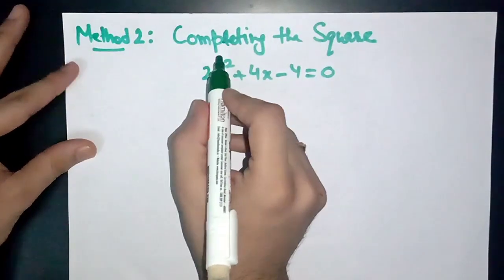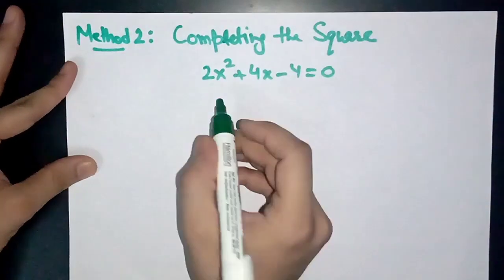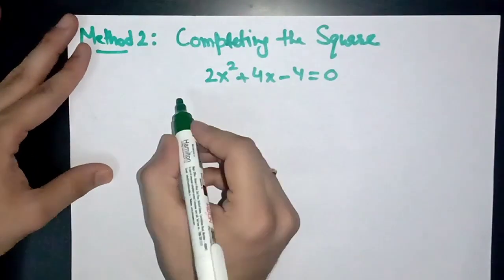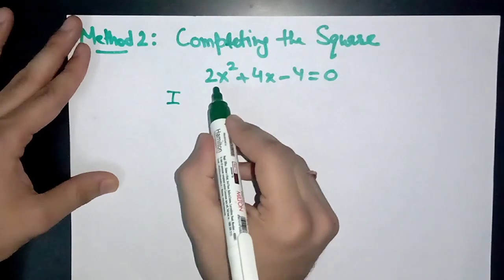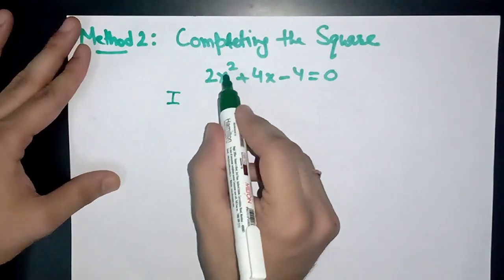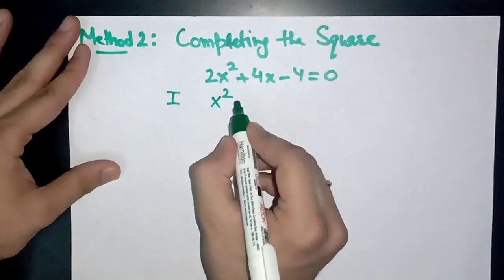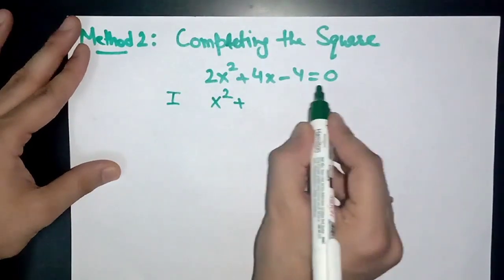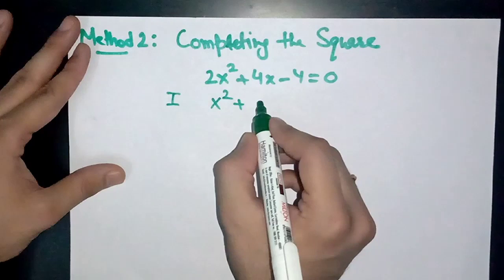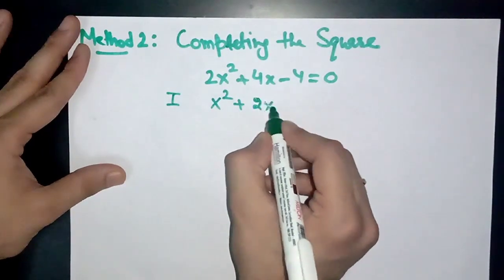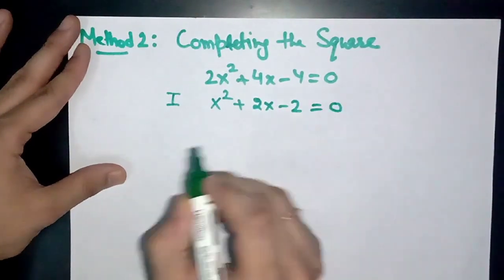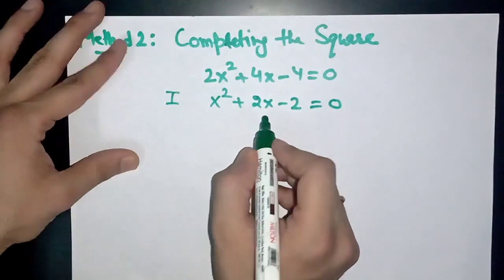The second method is completing the square. In this method, the first step is to divide the whole equation by the coefficient of x². Say the equation is 2x² + 2x - 2 = 0, which becomes x² + x... This is a simple equation.